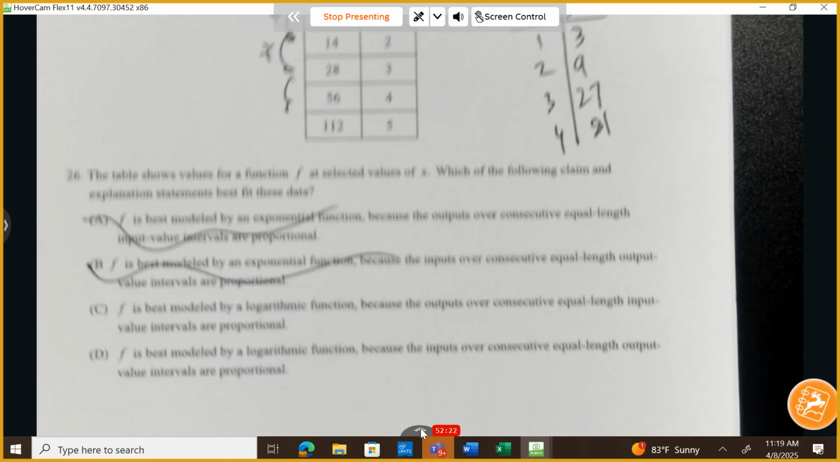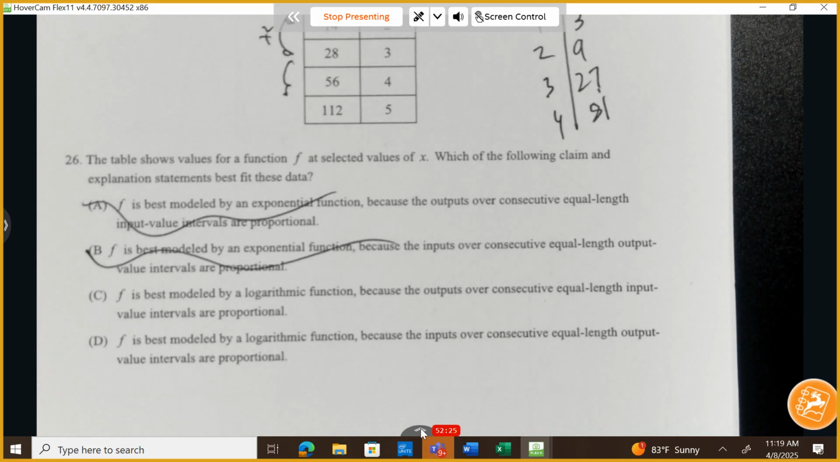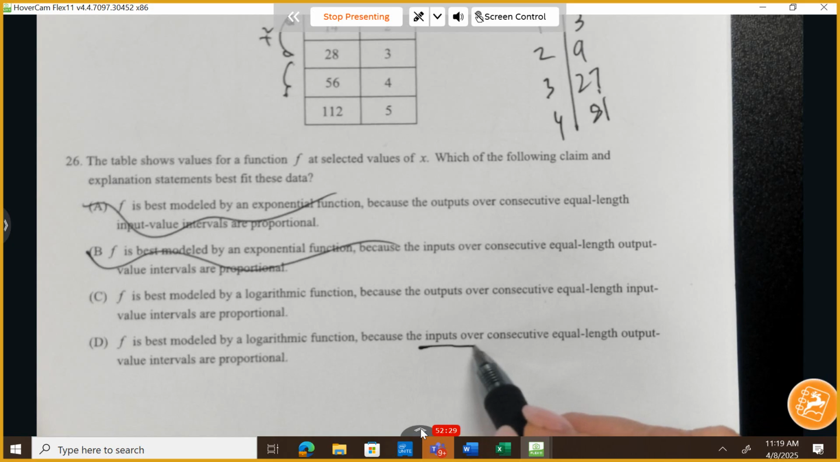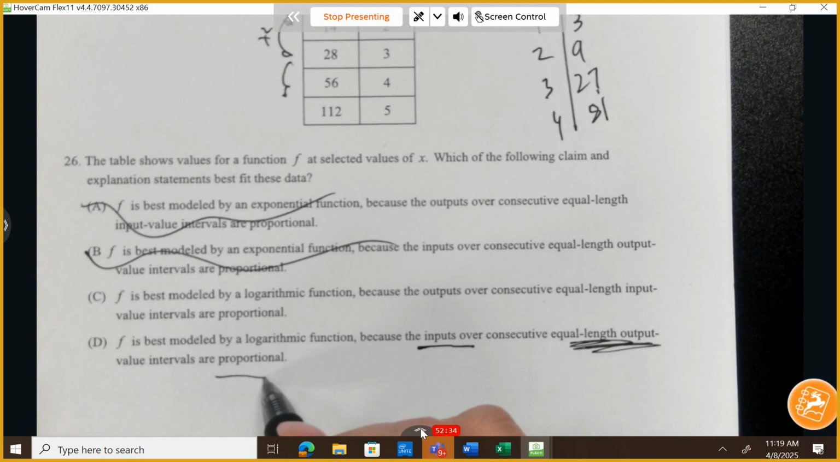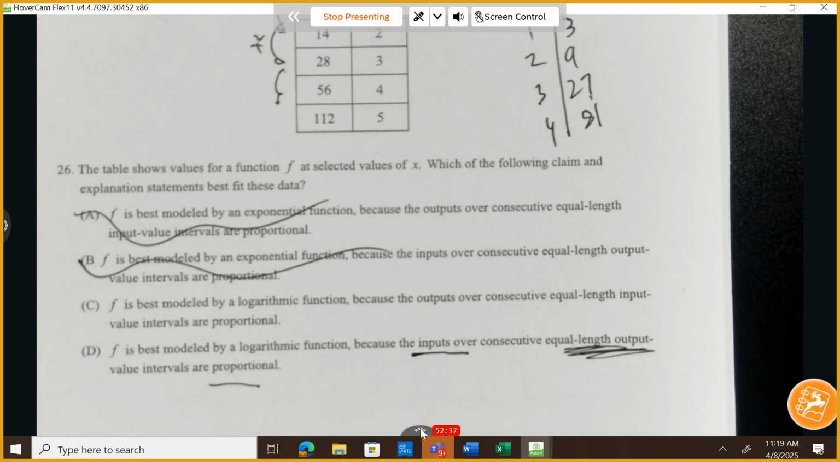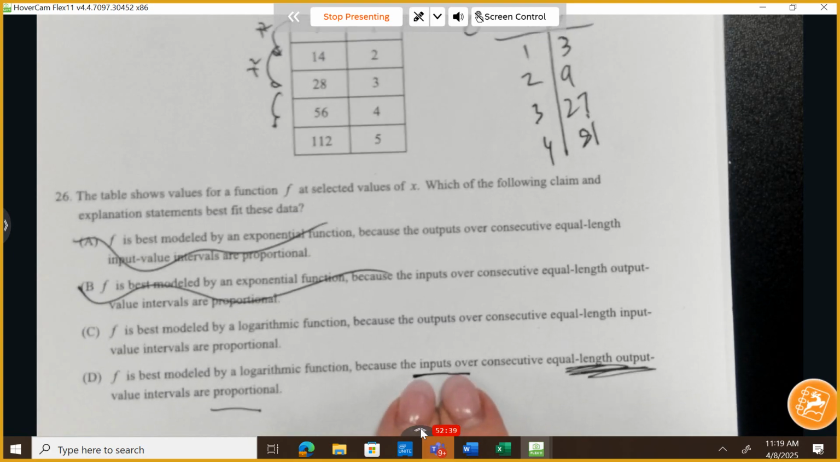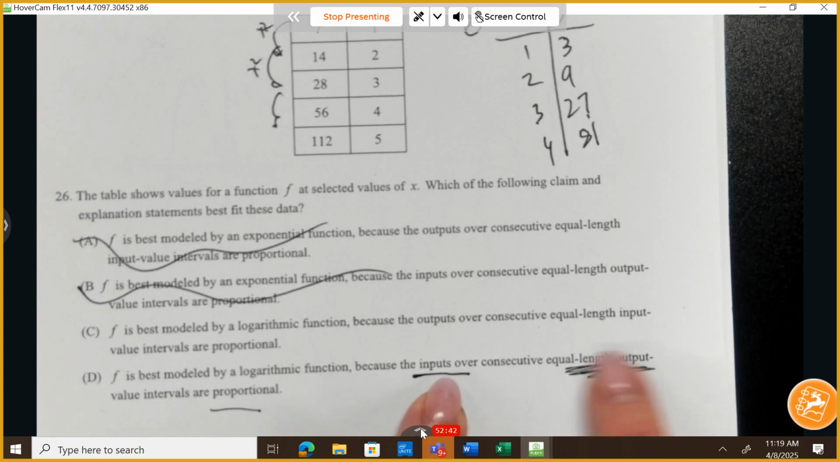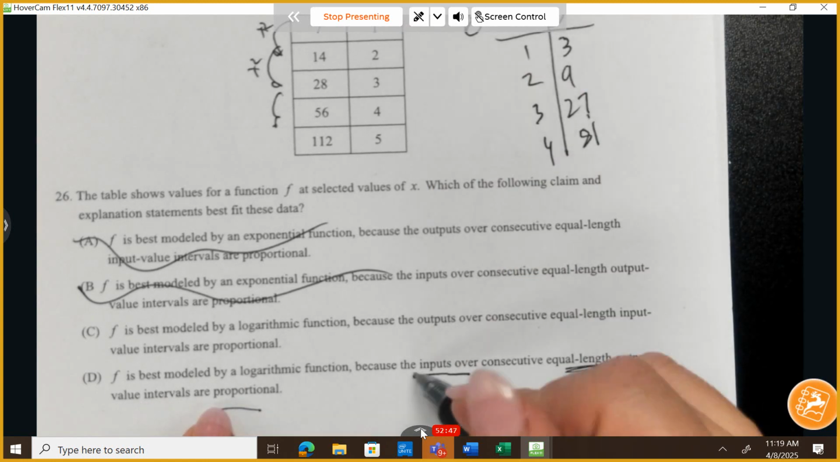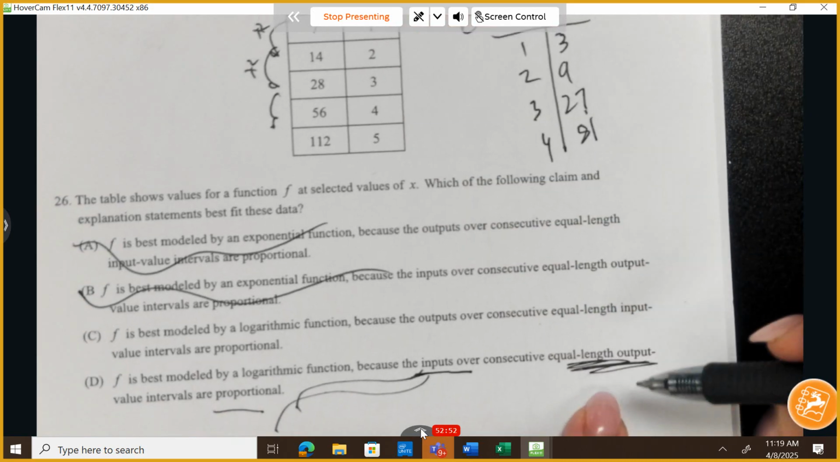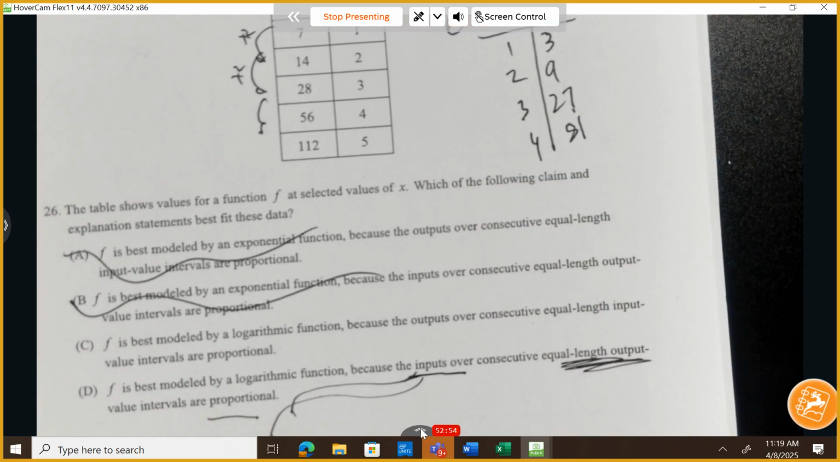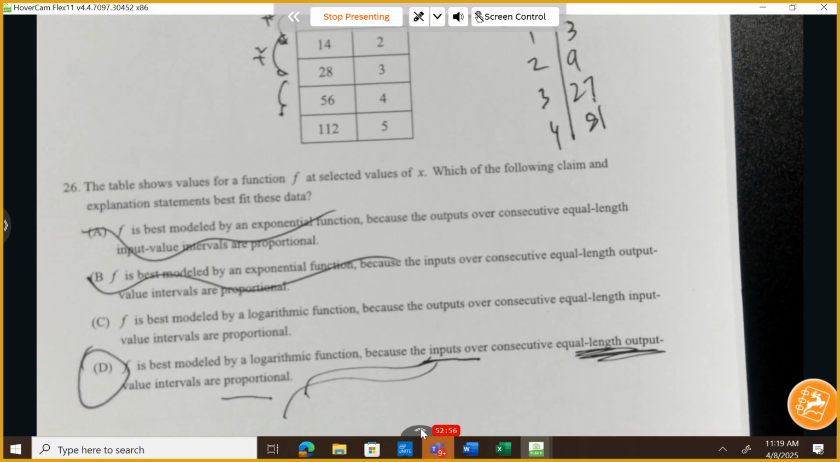Now let's look at the wording. The wording for number 26 is the part that matters that we need to slow down on. The input values over the equal length output, that's true, equal length output values are proportional. Proportional means we're multiplying by the same amount or dividing by the same amount. So yes, the input values, while we work with output values that are in equal lengths, are proportional. So inputs are proportional. We're being multiplied by the same value for the inputs, and our output values, again, are going up in equal intervals. We have a correct answer of D.